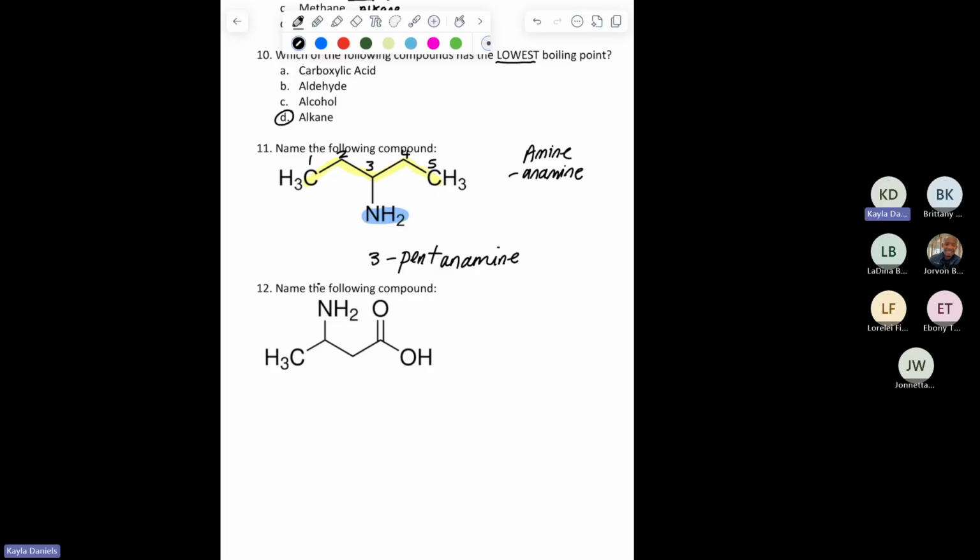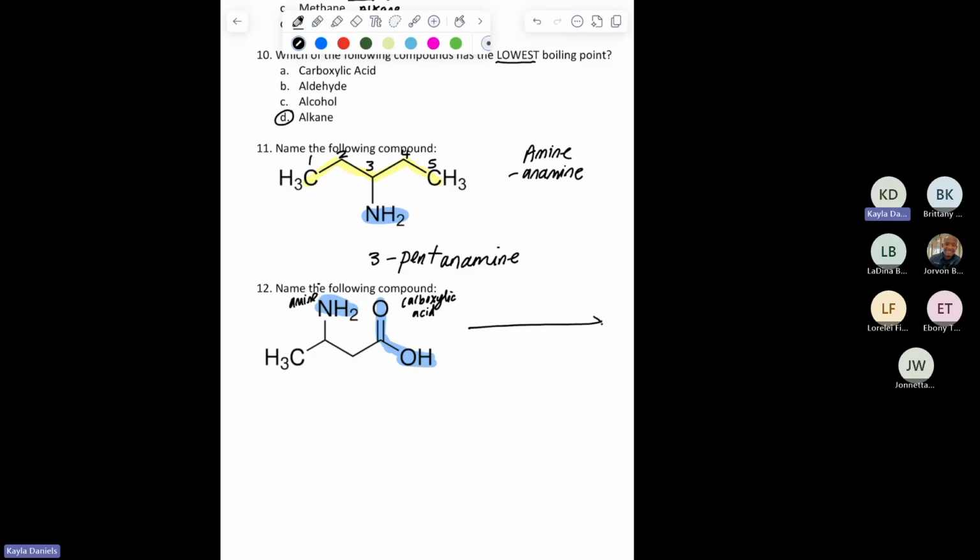All right. 12, I technically haven't mentioned it. So we have 2 competing functional groups here. We have a carboxylic acid and an amine. Okay, here's our carboxylic acid. Here's our amine. So which one do we choose? Which one becomes our suffix?